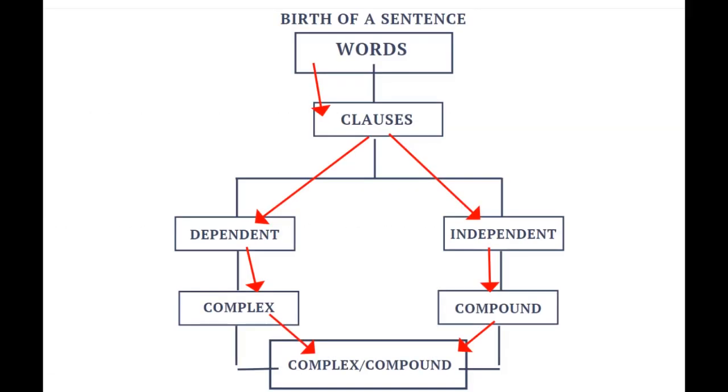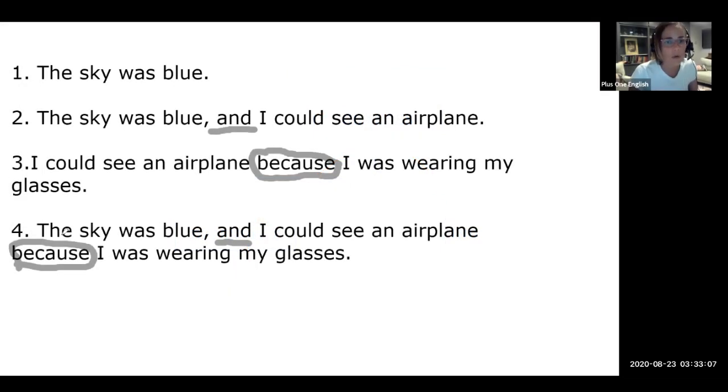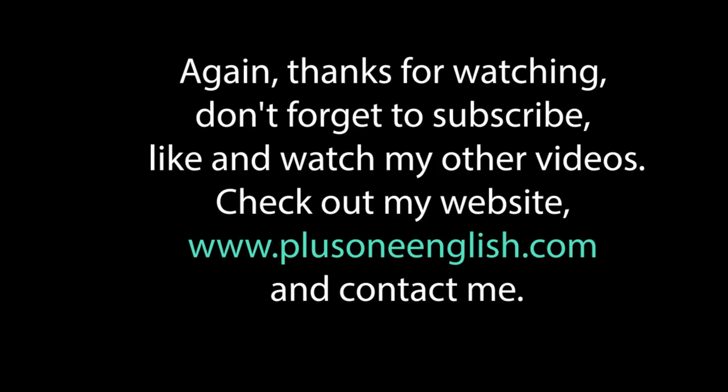So this is a visual of the birth of a sentence, how we start out with words and then we can end with a complex compound sentence. And in between we have a different variety of sentences that we can write. But your ultimate goal is to get all 4 types of sentences down and you're able to write with all 4 types.